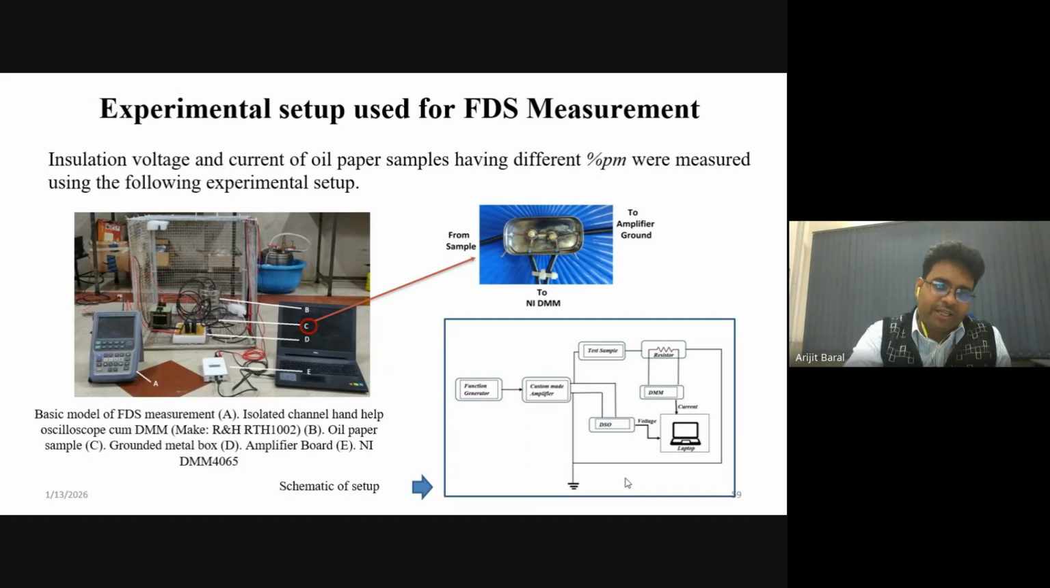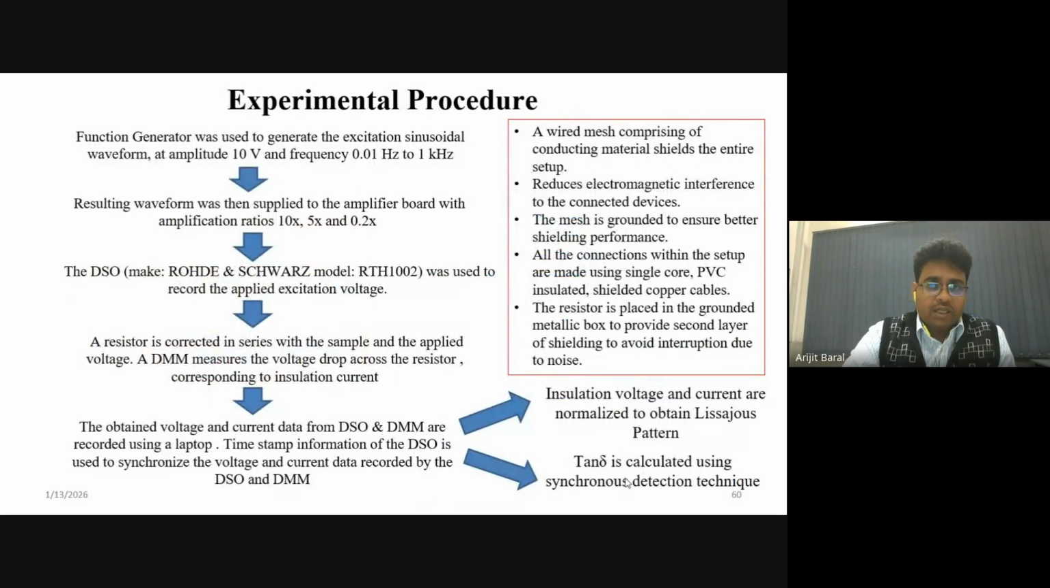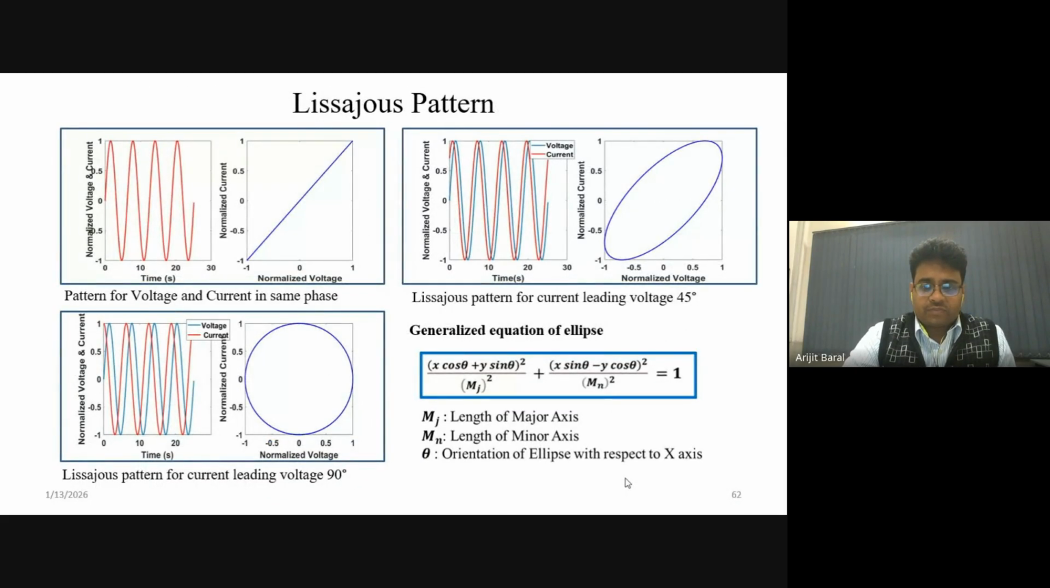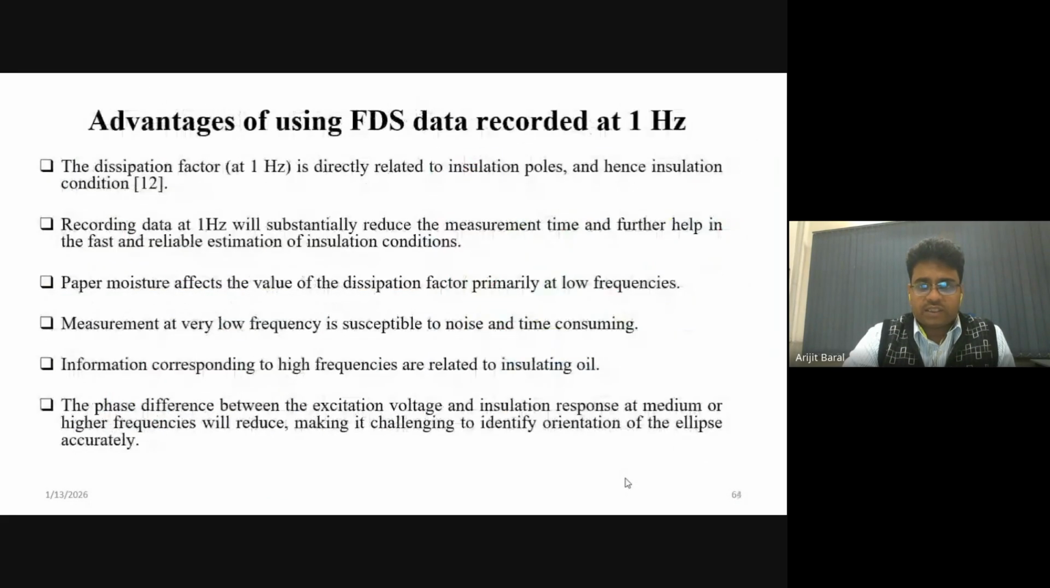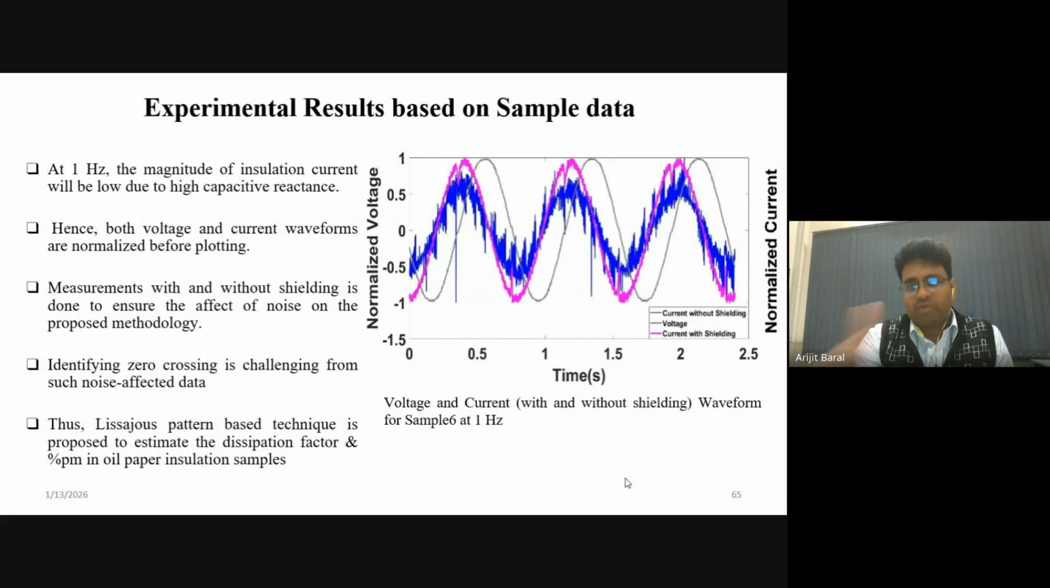You need a variable magnitude, variable frequency voltage source that needs to be amplified, and ultimately applied across the sample that we want to test. I'm not going into the detail of this. This is primarily considering the noise that we have in the system. So I think I will stop here so that we can have 5-10 minutes for a question answer round.